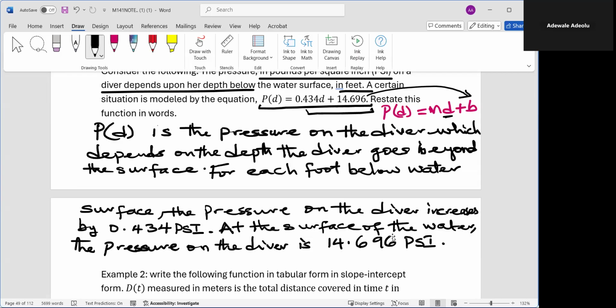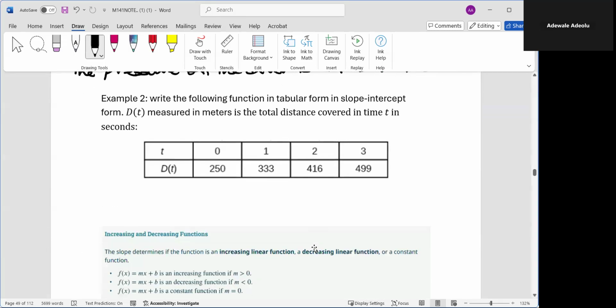So now for each foot that the diver goes into the water, there is a pressure of 0.434 added to 14.696. Which means if the diver goes in by, say, 10 feet, then all you need to do is to multiply 0.434 by 10, then add it to 14.696. Okay. All right.